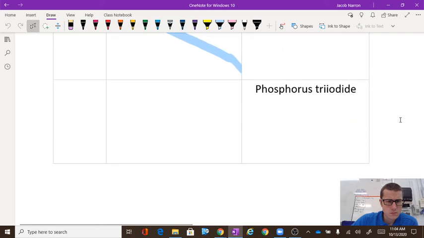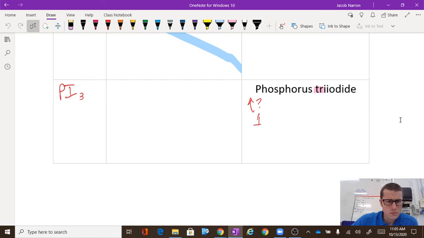Let's take a look at the next one. Phosphorus triiodide. How many phosphorus? Well, if they don't give us a prefix, that tells me I just have 1 phosphorus. So I'll just do a P. I'm not going to write a 1 underneath it. Now, tri, T-R-I, means 3. So how many iodine, or how many I's? It's going to be 3. Just like that.